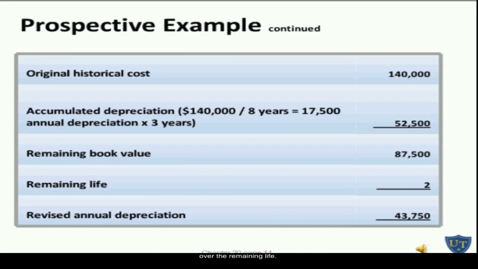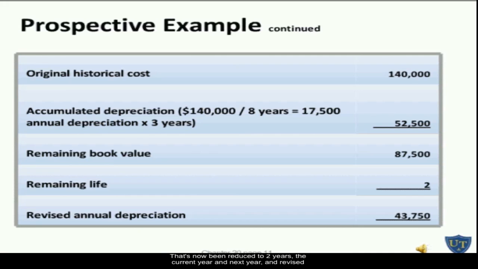With the prospective approach, in the year that management receives the new information or, based on their experience, changes their estimate, they re-estimate the amount of depreciation to record on the asset. So management uses the original historical cost. They subtract from that the annual depreciation that they've taken in the prior 3 years, and that determines that the remaining book value is $87,500. This is the amount that will be allocated to depreciation expense over the remaining life of the asset.